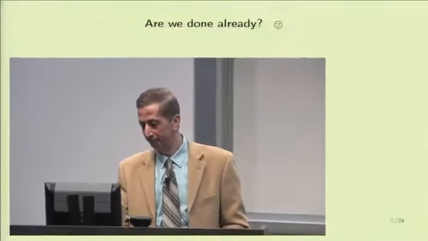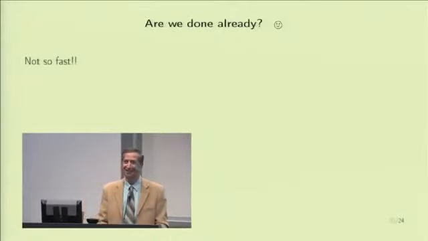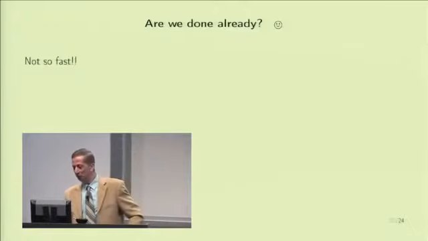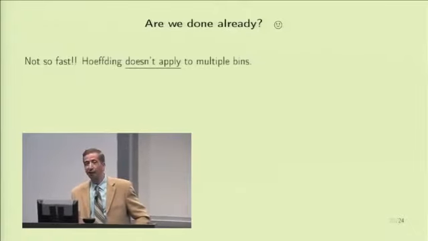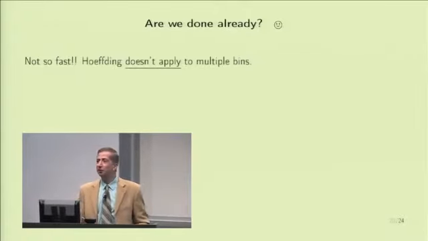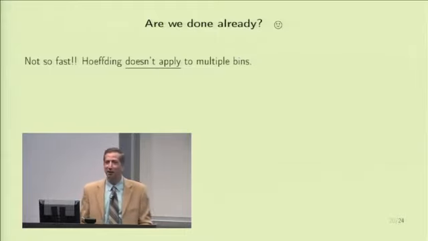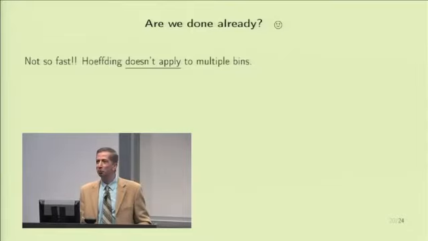Okay, so we solved the problem. It's not verification. It's not a single bin. It's real learning. I'm going to scan these. So that's pretty good. Are we done already? Not so fast. Okay, what's wrong? Let me tell you what's wrong. The Hoeffding inequality that we have happily studied and declared important and all of that doesn't apply to multiple bins.